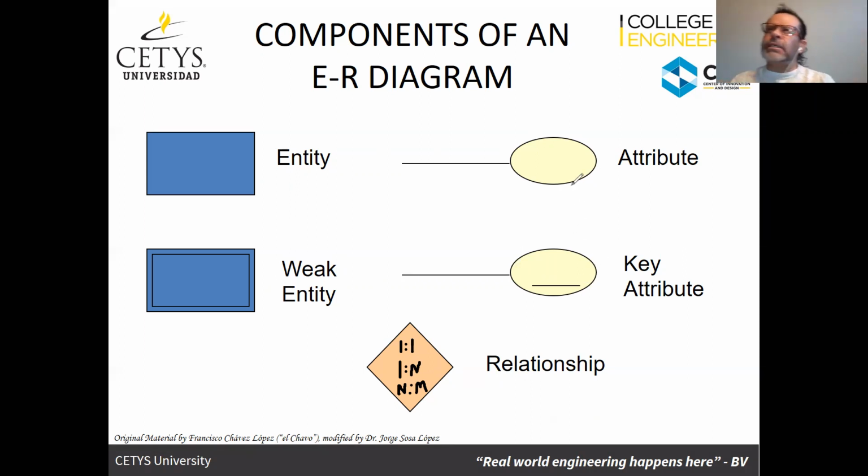Some entity relationship diagrams don't have the attributes identified in the diagram. Why? Because it might make it very messy. So they just have the entities and the relationships, or in some the attributes might be identified, and in others not.